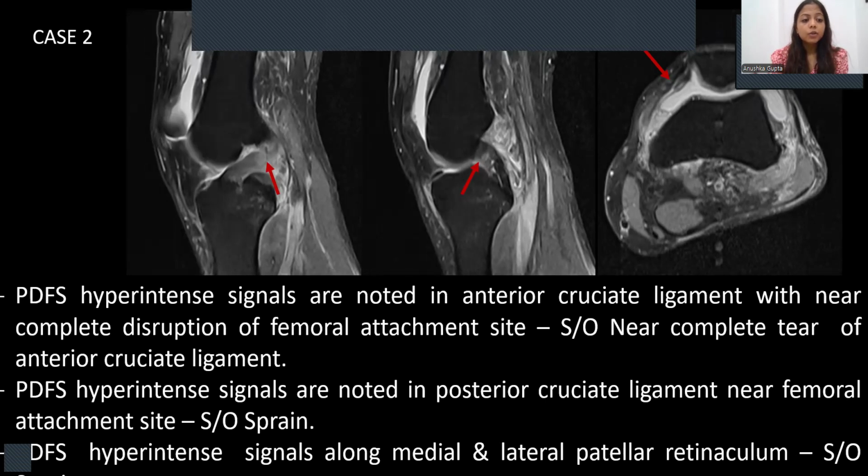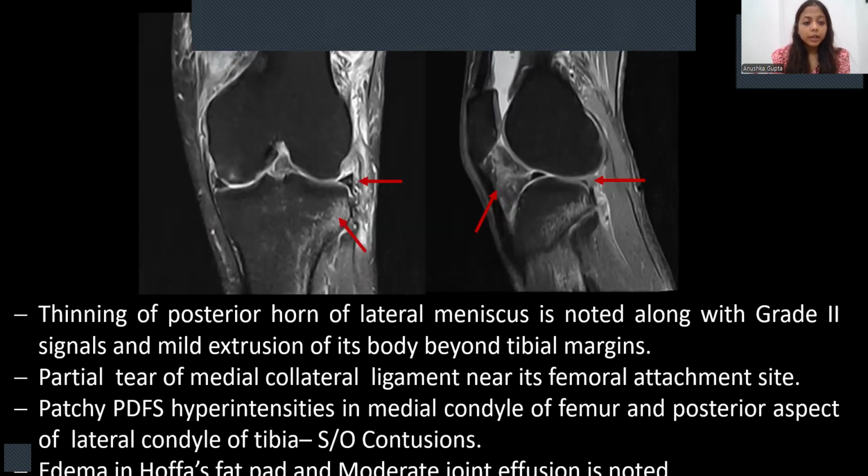This is the second case. Here you can see in the first image, PDFS hyperintense signals were noted in ACL with near complete disruption at femoral attachment site, which was suggestive of near complete tear of ACL. In the second image, you can see PDFS hyperintense signal in posterior cruciate ligament near femoral attachment site, suggestive of sprain. In the third image, you can see PDFS hyperintense signal in the medial and lateral patellar retinaculum, suggestive of sprain. Then you can see thinning of posterior horn of lateral meniscus was noted, along with grade 2 signals and mild extrusion of its body beyond the tibial margins.